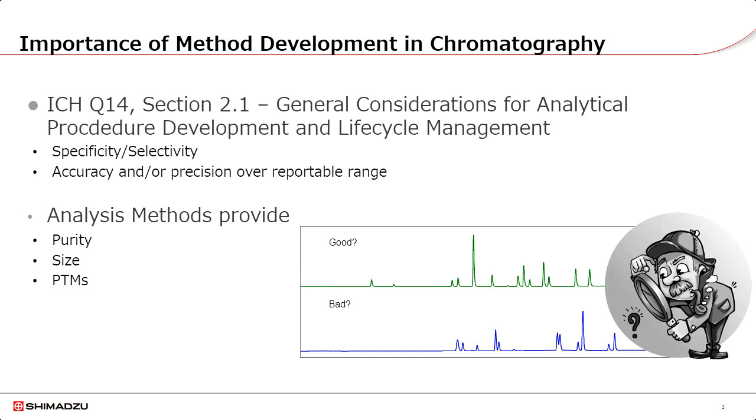Method development is a cornerstone to drug development, as analysis methods via chromatography can provide a wide variety of information that assess safety and efficacy of a drug candidate, purity, size, and post-translational modifications. Therefore, an analysis method must have specificity, accuracy, and precision in measuring the molecule.